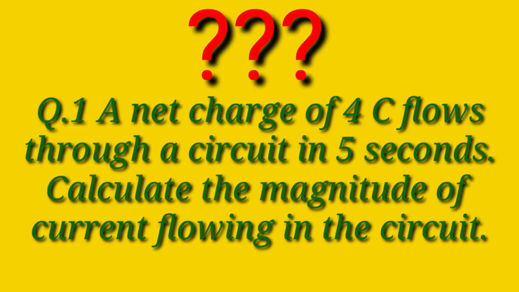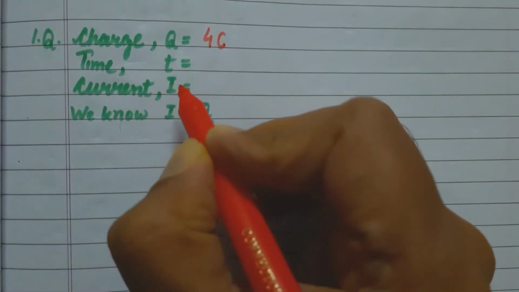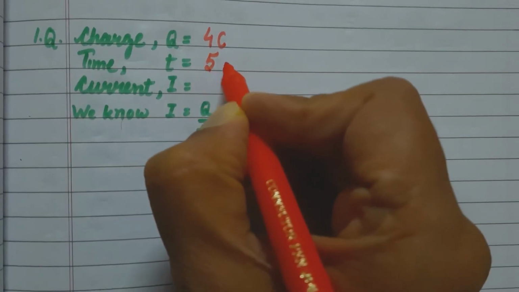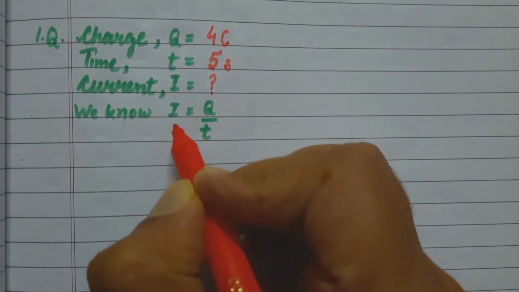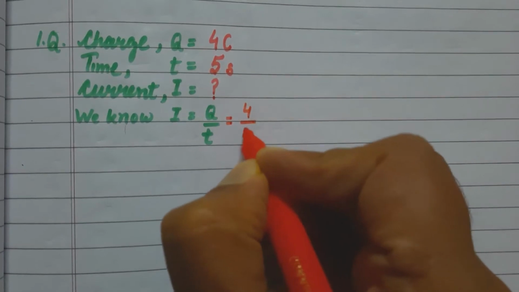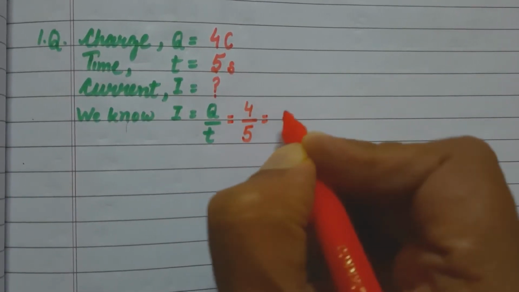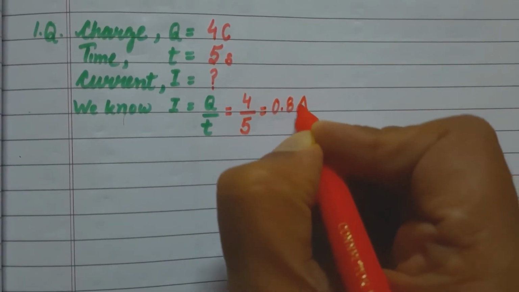Question 1. A net charge of 4 coulomb flows through a circuit in 5 seconds. Calculate the magnitude of current flowing in the circuit. Charge Q is 4 coulombs, time T is 5 seconds, and current I we have to calculate. We know that I equals Q upon T. Let us fill the values: 4 upon 5. When we solve this, it will become 0.8. That's why the unit must be ampere.